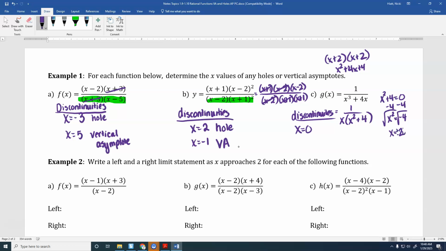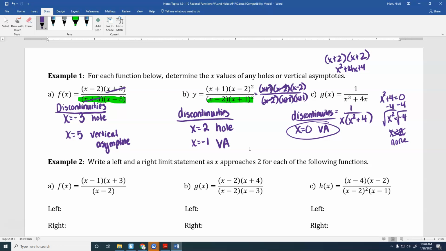Is that a real number? You can't have vertical asymptotes at imaginary numbers because nothing imaginary shows up on the graph. This tells you you've got nothing here. You're not going to have a vertical asymptote or a hole at that point. So 0 is your only discontinuity for this. And is 0 going to be a vertical asymptote or a hole? Vertical asymptote. There's nothing for it to cancel with in the top, so it's a vertical asymptote. So you would just have that one for that problem.